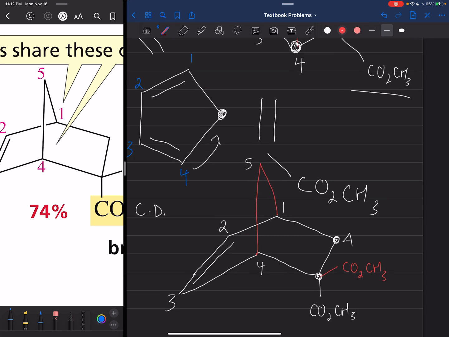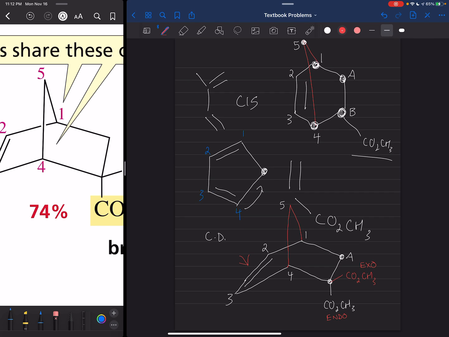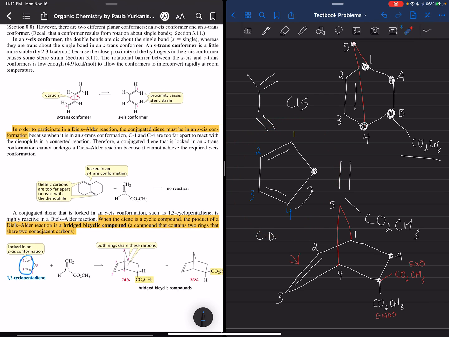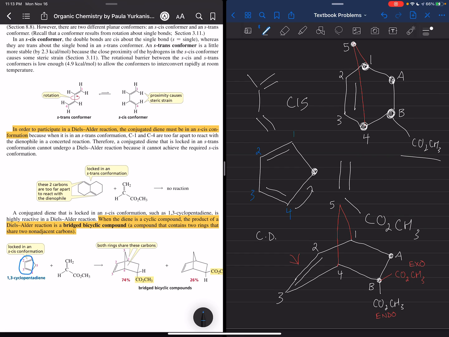Here's the thing. When it's pointing away, when it's being exiled from the double bond, it's called an exo product. When it's not pointing away from the double bond, even though this is pointing down, it's not in the away direction, this is the endo product. Okay? What do we got here? So anytime their diene is a cyclic compound, like it is here, the product of a Diels-Alder reaction with our dienophile is a bridged bicyclic compound. I drew it in 2 different ways. This is carbon B. I drew it in 2 different ways. That's the way that this works.